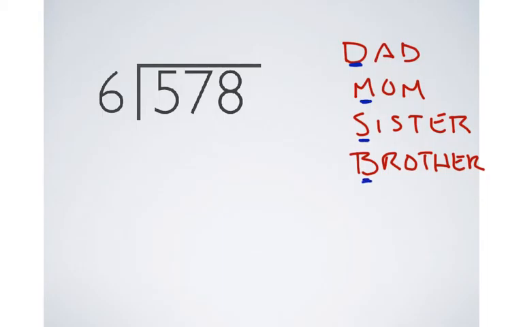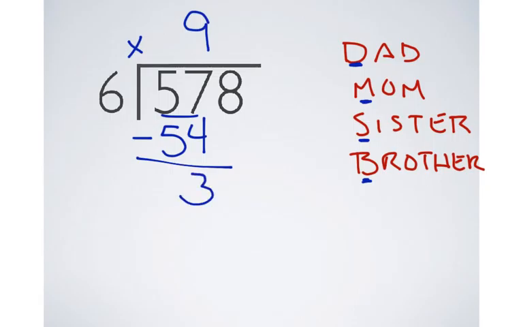So let's do the dad first. 57 divided by 6 is 9. That's the division part. Now we multiply. 6 times 9 is 54. That's the multiplication part. The S stands for subtraction, so we subtract. 57 minus 54 is 3. And then the B in brother represents bring down. So I bring down the 8, and then I do the process all over again.